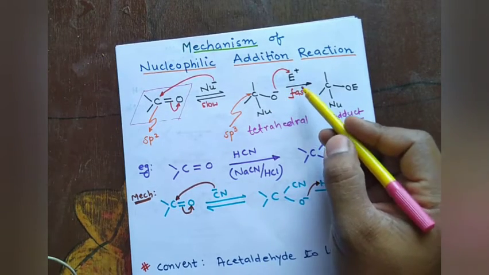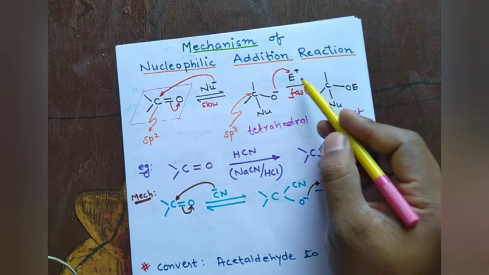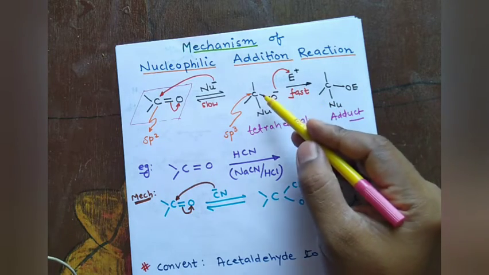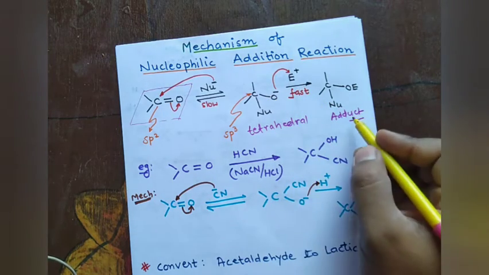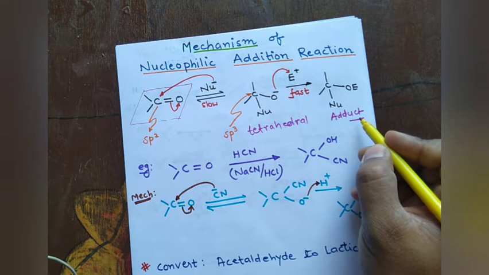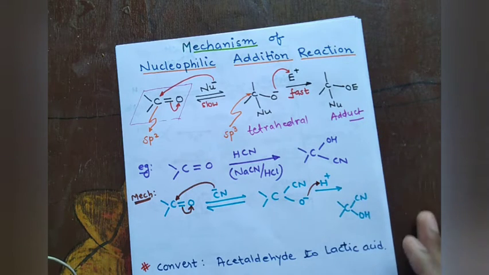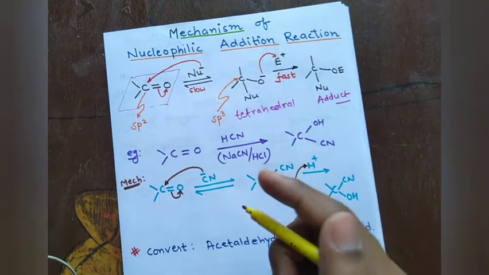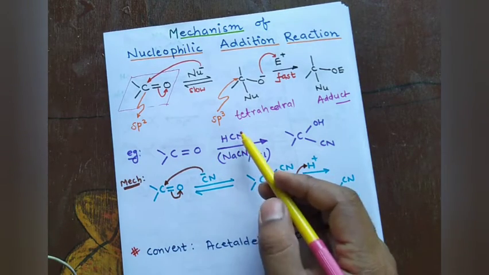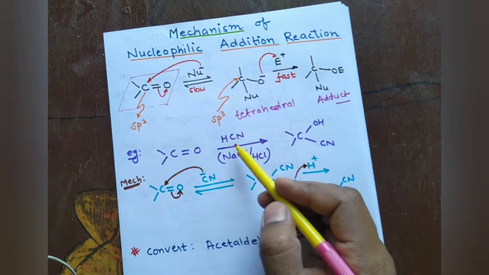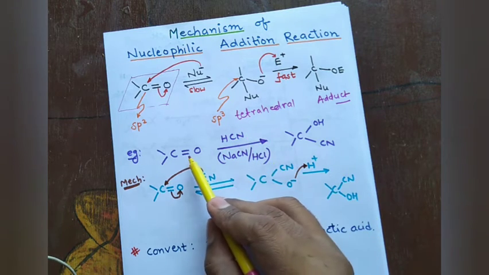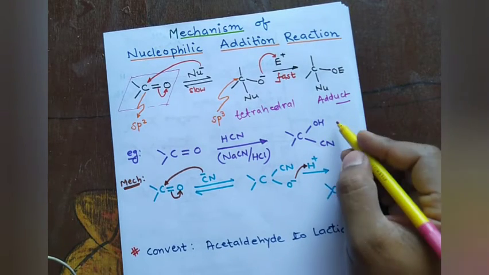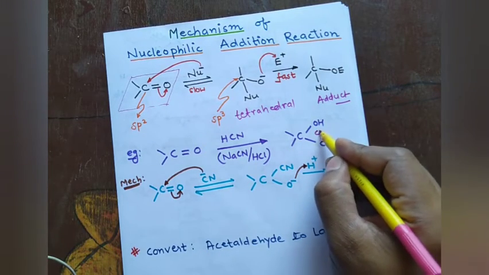Now in the next step, which is a fast reaction, the electrophile attacks this ion, and the addition product is formed. It's a simple two-step reaction. For example, suppose a reagent HCN, hydrogen cyanide, is added to an aldehyde or ketone. The overall product is called cyanohydrin.